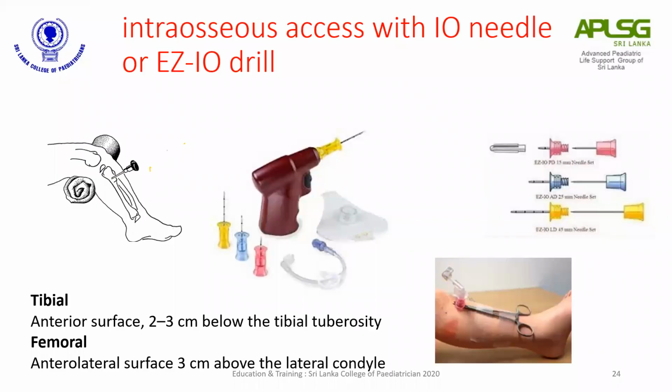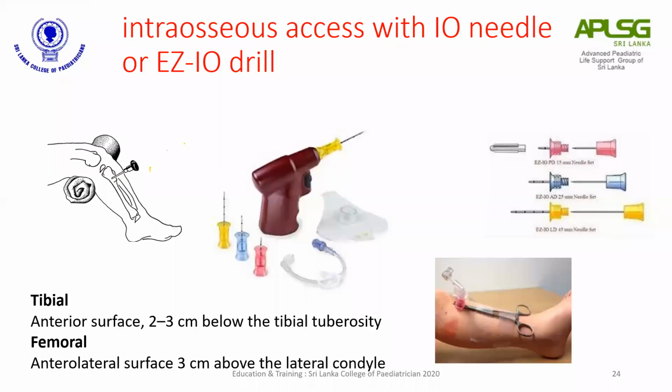So all you have to do is keep the needle perpendicular to the place. The sites that we normally use in children are the proximal tibia on the anteromedial surface, 2 to 3 centimeters below the tibial tuberosity, or you can use the distal femur on the anterolateral surface, 3 centimeters above the lateral condyle. So you go perpendicularly until you feel the loss of resistance.